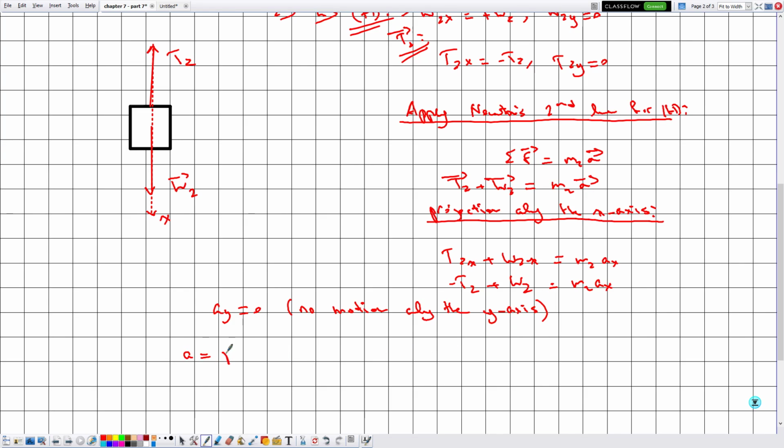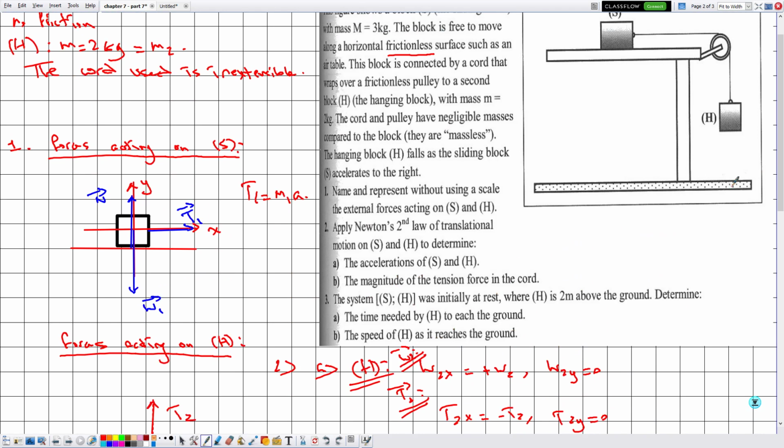Moreover, a is equal to the square root of ax squared plus ay squared. This is 0, which means it's plus or minus ax. ax is equal to plus or minus a. The choice of this direction is in the positive direction, so we'll choose the positive. Then ax is equal to plus a. Then this equation is given by minus T2 plus W2 is equal to m2a. So these are the two equations that we have determined by applying Newton's second law separately for each of the two masses.